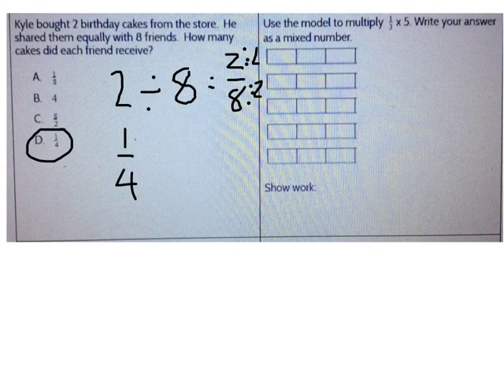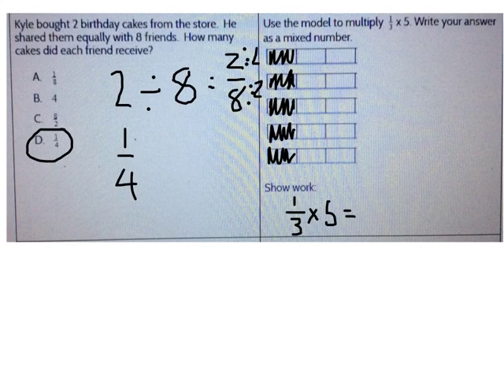Use the model to multiply 1/3 times 5. I can see that I have 5 wholes that have been split into thirds. I should shade in one piece on each whole. That gives me 5 groups of 1/3. So 1/3 times 5, how would I write that as an improper fraction? Well, 1/3 times 5 is 5/3.